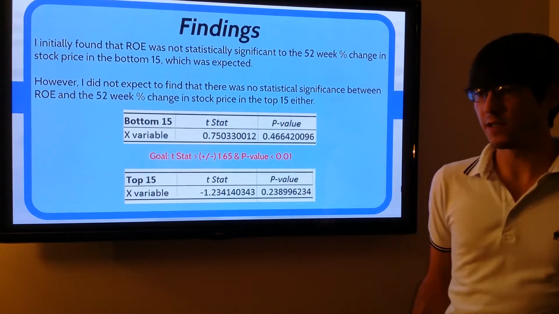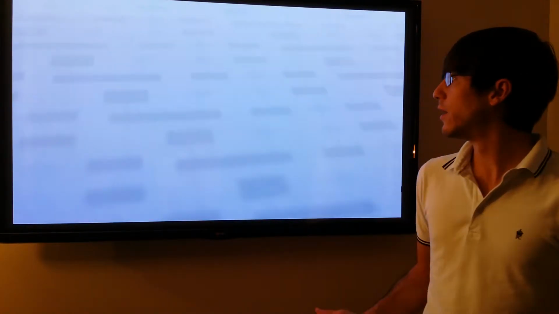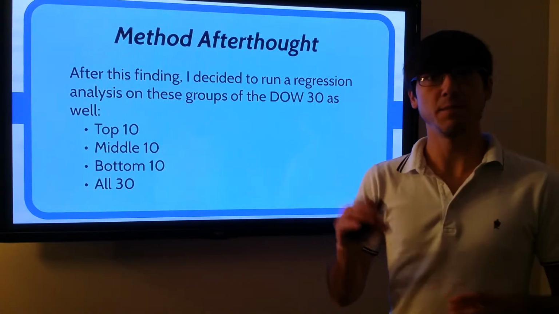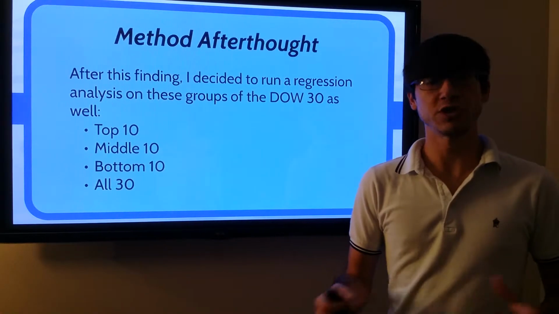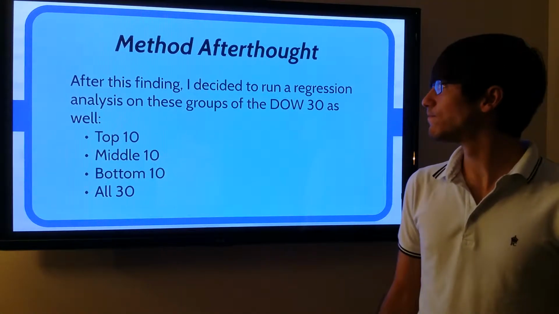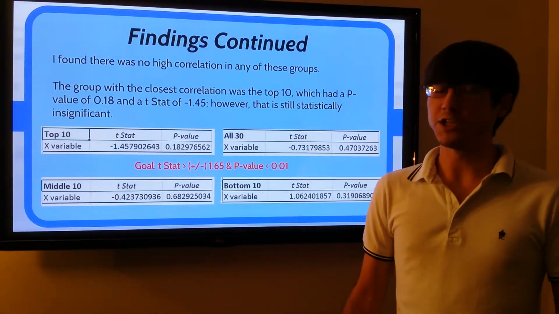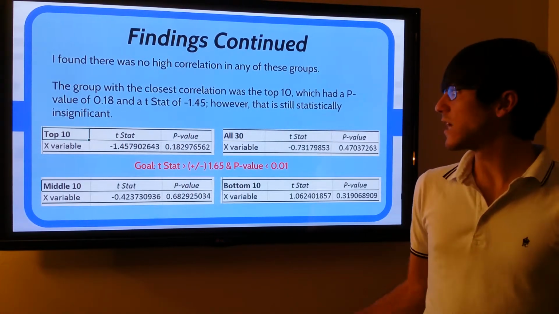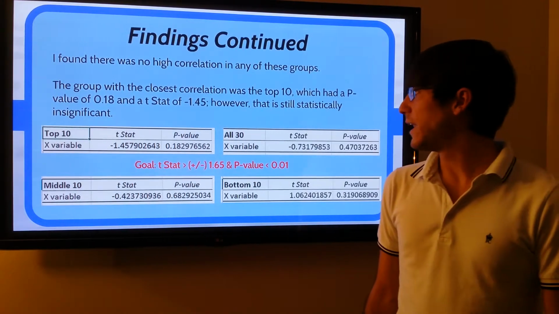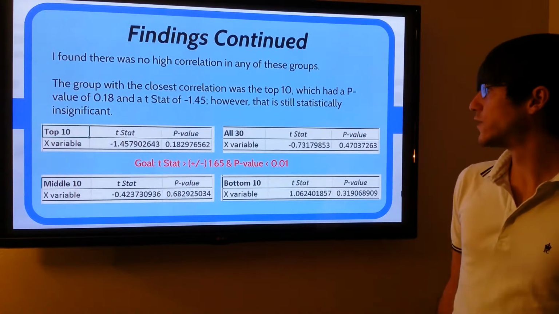So once I found this, I figured, well, let me go back and look at some other different groups of the Dow 30. I broke that down further into the top 10, middle 10, bottom 10, and then all 30 as a group, just to see if I could find any patterns within these groups. Come to find out, there's no high correlation in any of these groups. The closest was the top 10 right here. It had a t-stat of 1.45 and a p-value of 0.18. Compared to the others, all the others were much further than that.